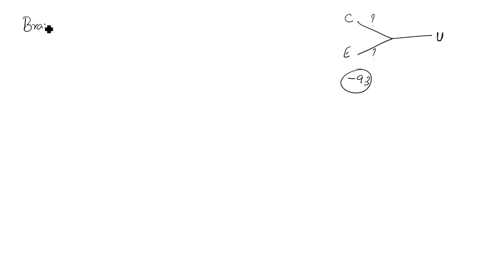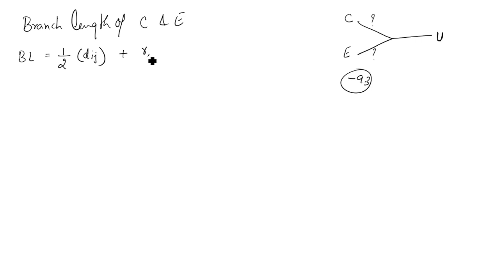So what is the formula for branch length of C and E? The formula is branch length, or you can say D or whatever you want to take, let's say branch length only. Branch length equals 1 by 2 of dij plus ri minus rj, divided by n minus 2.